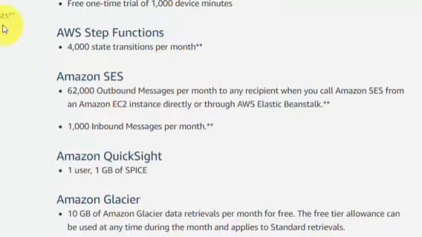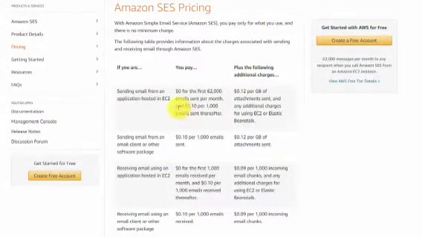What this will allow you to do is if you are a new Amazon AWS customer, you'll be able to send the first 62,000 messages through Amazon SES absolutely free, in addition to having 1,000 inbound messages per month. Now, after the first 62,000, you'll pay 10 cents per 1,000 emails sent afterward.